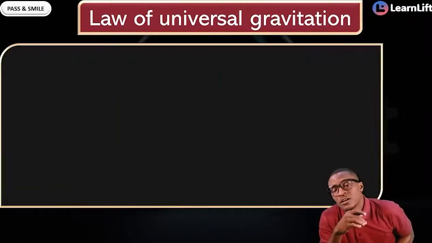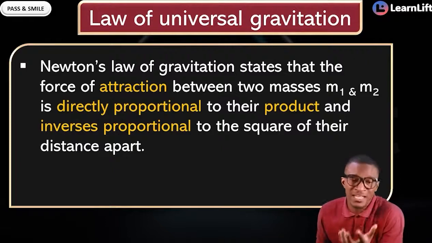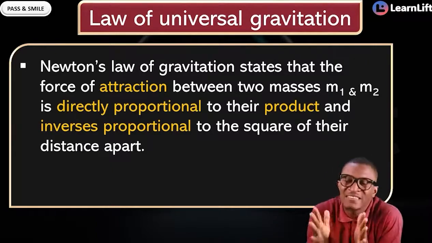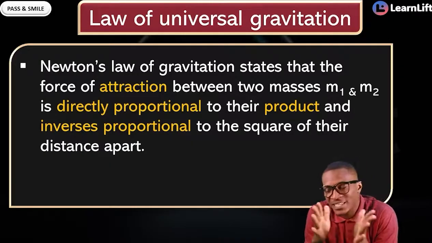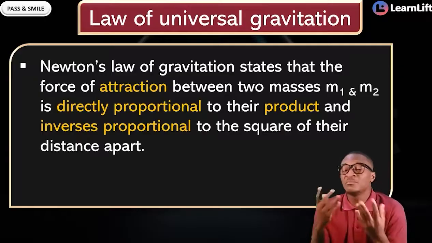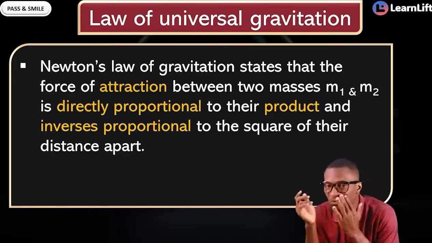The law of universal gravitation says that the force of attraction between 2 masses, M1 and M2, is proportional to the product of their masses and inversely proportional to the square of their distance apart. Now listen to me. This is it. Because this law is the same thing that when you get to Coulomb's law, you're still going to learn. It is the same law. So let's go together.